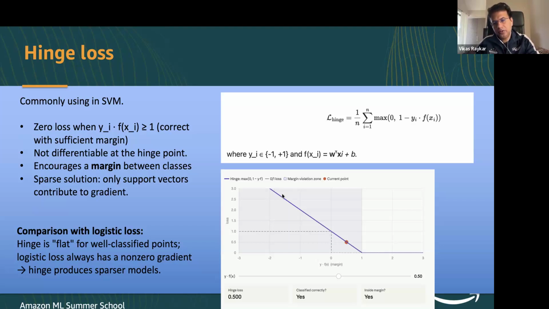With the hinge loss, you put a buffer here, say, and then it's an upper bound on the 0-1 loss function here.